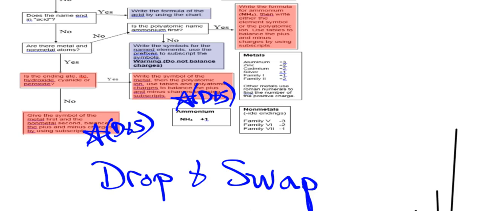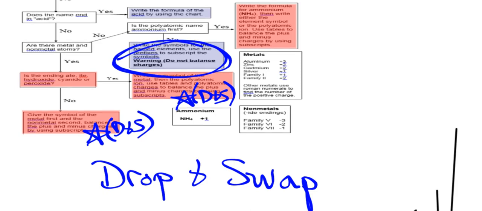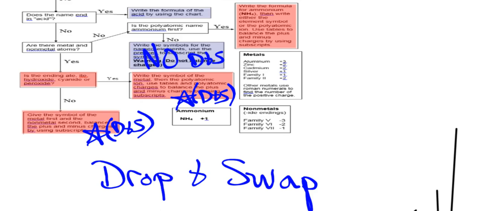Drop and swap. Remember that? We've got the numbers above, then we lowered them and switched their places. Does that seem familiar? Were you here for that? Okay. What does it say right here, though? Warning what? Do not balance the charges. So in this box, you do not drop and swap. No drop and swap. That's just ugly, but whatever.